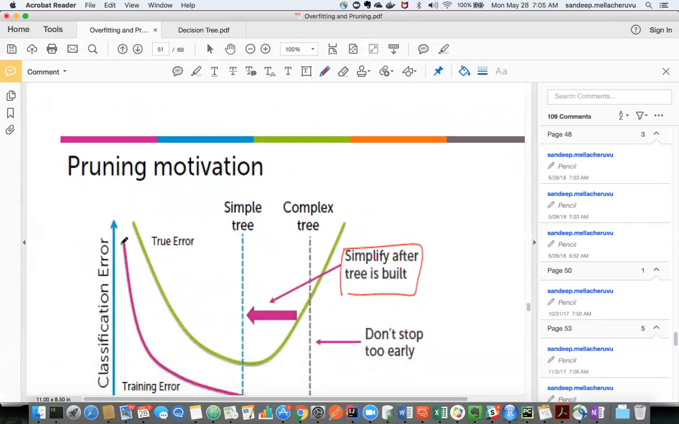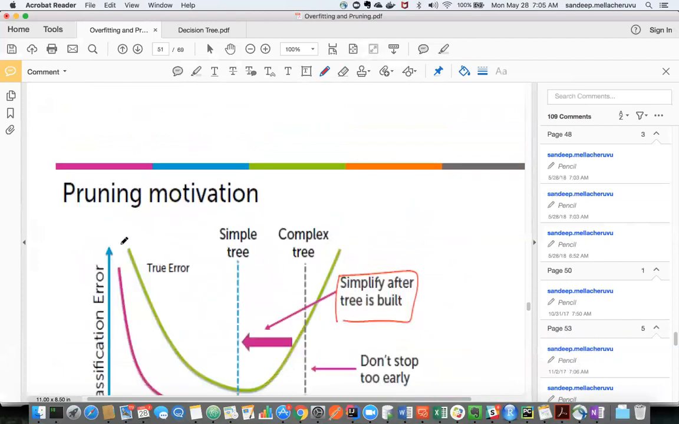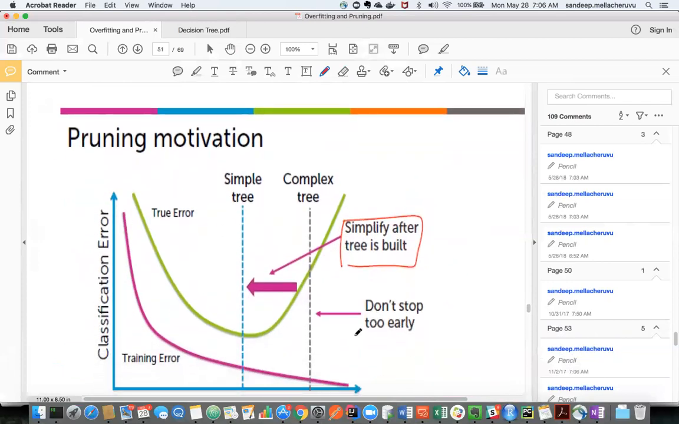Okay. Now, if you have a very complex tree, your complex tree may be somewhere here or somewhere here, somewhere on the right side of the true error. So what you need is a simple tree, which is at this point. So if you don't do an early stop, you are already at this right side of the tree. Right side of this U curve.